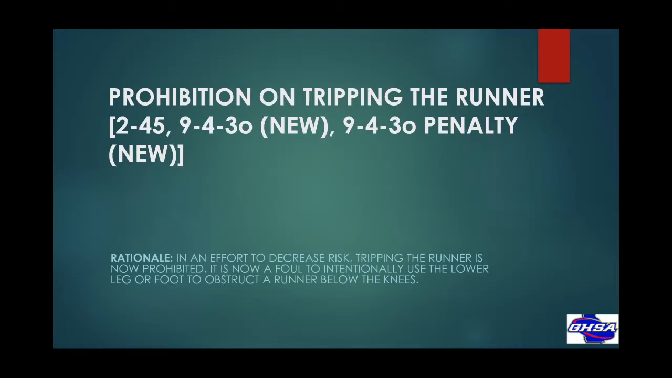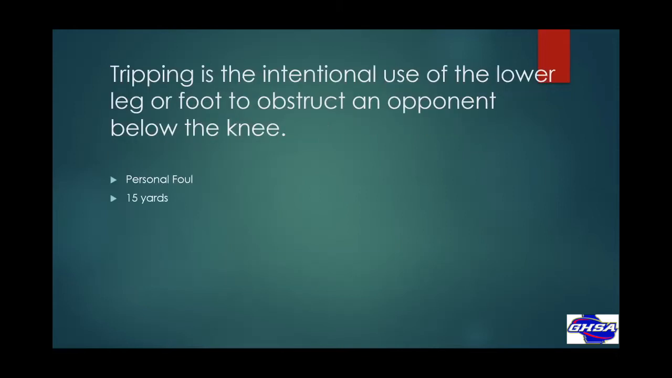Well, what about the rule in the past about tripping the runner? Tripping the runner in the past was legal. It was the only player on the field that could be tripped. Now it is illegal to trip a runner. What we're looking for is the use of a lower leg or foot to obstruct an opponent below the knee. It carries a 15-yard penalty, and it is a personal foul on the defense.